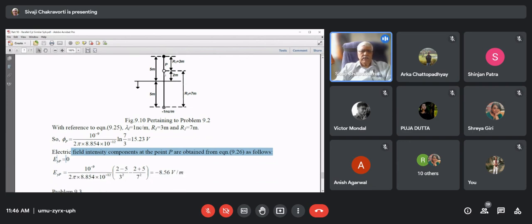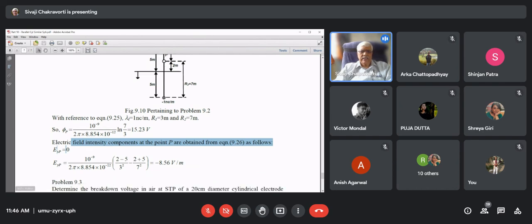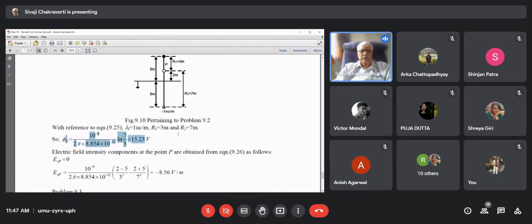But the vertical component, that is the y component, will of course be there, and we can find that as minus 8.56 volts per meter. Now this 1 nanocoulomb per meter is not known exactly, but even for this very low charge density, you can see there is a 15 volt potential right on the head of that person. And 15 volt is not a small value.